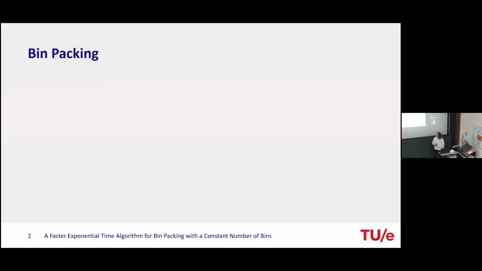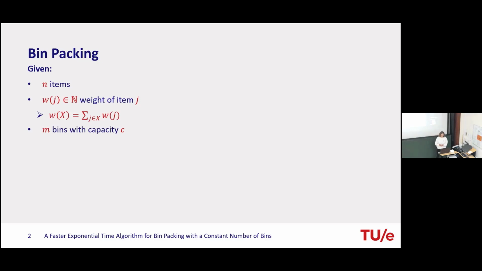So just to be sure we're all on the same page on bin packing, we're given n items, and each item has a given weight, Wj, and the weights are positive, or they're natural numbers. And I also will denote W of x, where x is a subset of the items, as just the sum of the weights of these items. So it's actually what you would expect.